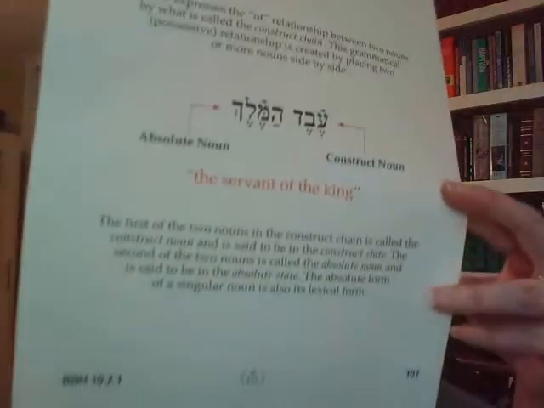Okay, let's see if we can take on construct nouns, or I'm sorry, Hebrew construct chains. Hebrew construct chains are very important because you're going to see them over and over and over again, but they're also a little confusing or a little more complicated. Let's first, I'm going to put up this sheet and hold it close enough, and hopefully still enough, so that you can see it.